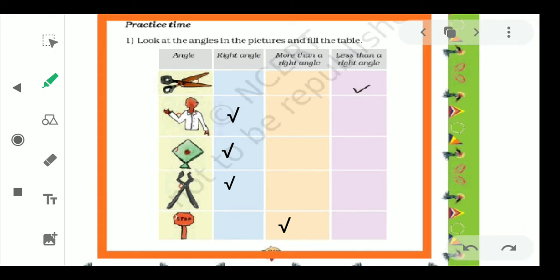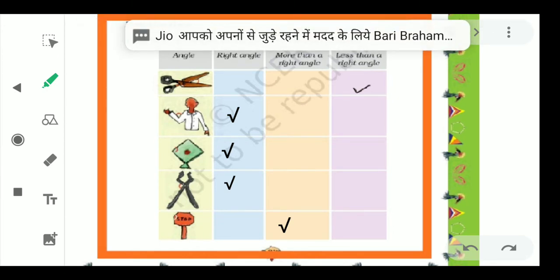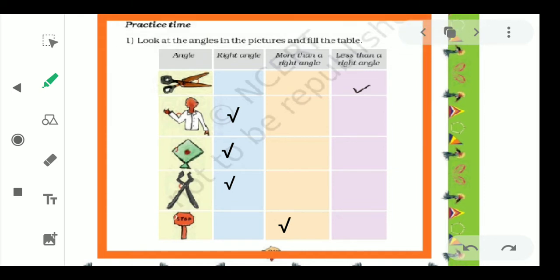In this chapter, we are mainly concerned with three basic types of angles: right angle, obtuse angle, and acute angle. So a divider can be used here to identify the type of angles. In the first picture, it is forming an acute angle, less than 90 degrees. Second, third, and fourth pictures are forming a right angle. And the last one is more than 90 degrees. It is forming an obtuse angle.